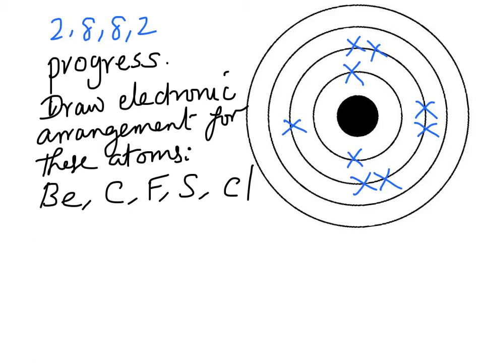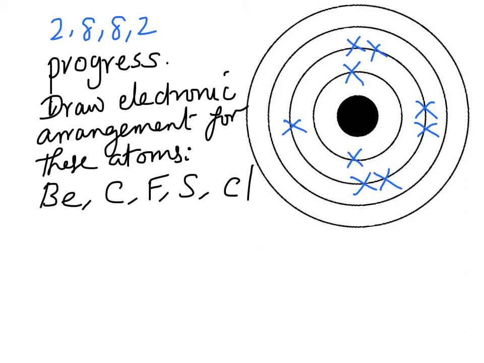Now for sulfur's electronic arrangement. Sulfur has an atomic number of 16, so it has 16 protons, which means it has 16 electrons. So how are they arranged in this same structure? I'm going to add to the existing diagram, which I've drawn for fluorine. I just have to add the extra electrons now.